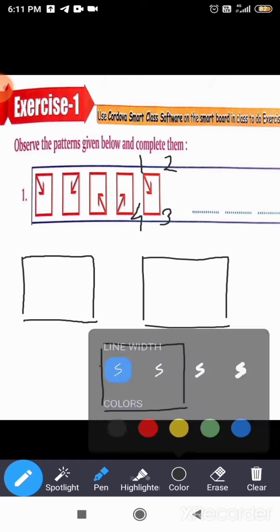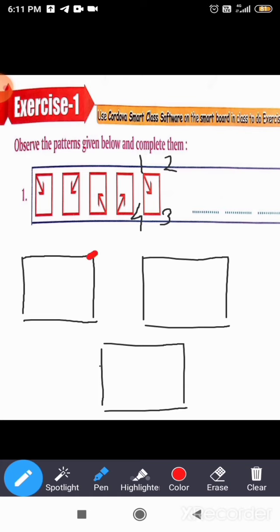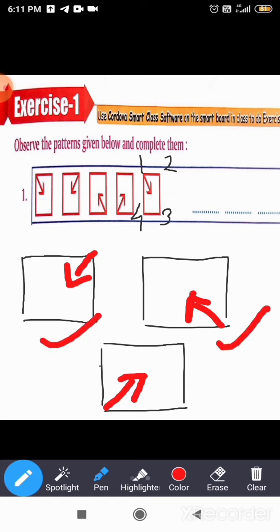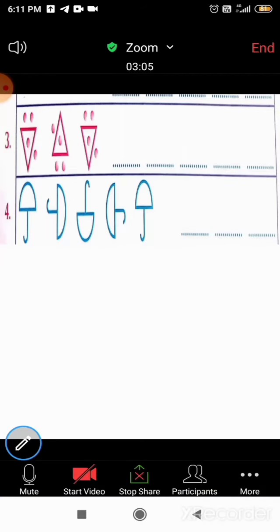So now if the arrow is in the first corner, so it will come to the second corner. After second it will move to third corner, and after third corner it will move to fourth corner. So these are the answer. This is the first square, second square, and this is the third square of your answer. Now we'll see another pattern in third one.